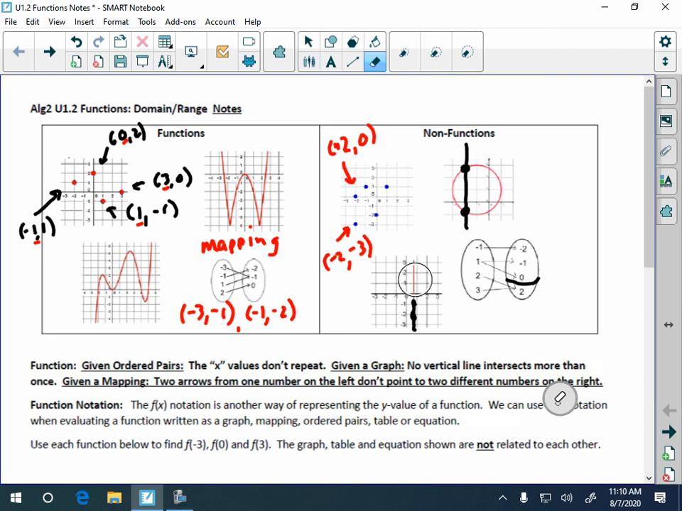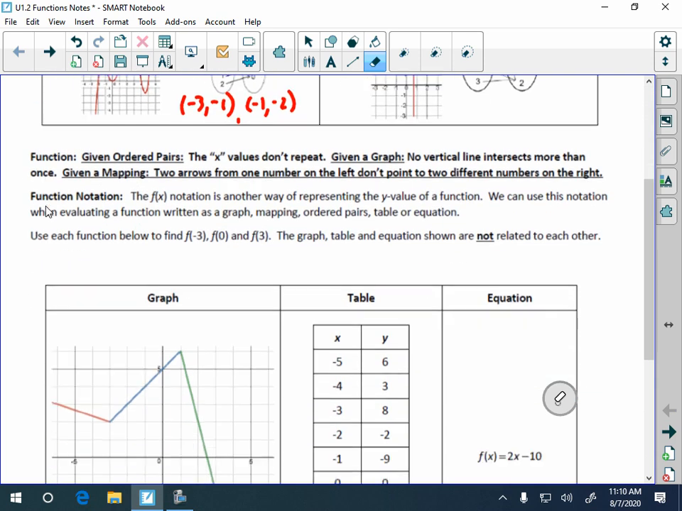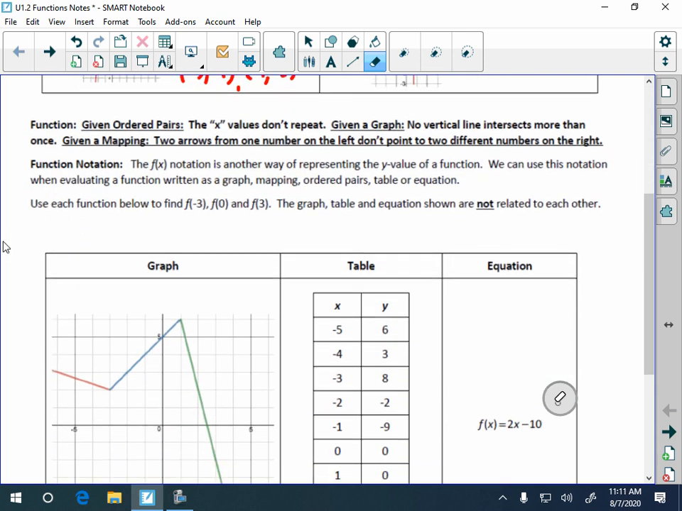Right? So just so you can see, given a mapping, given a graph, or given ordered pairs, or points on a graph, what makes something a function. All right, so come down here. So for a function, given ordered pairs, the x values are not allowed to repeat. Given a graph, no vertical line can intersect more than once. And given a mapping, 2 arrows from one number on the left side don't point to 2 different numbers on the right. Okay, so you can't have that.